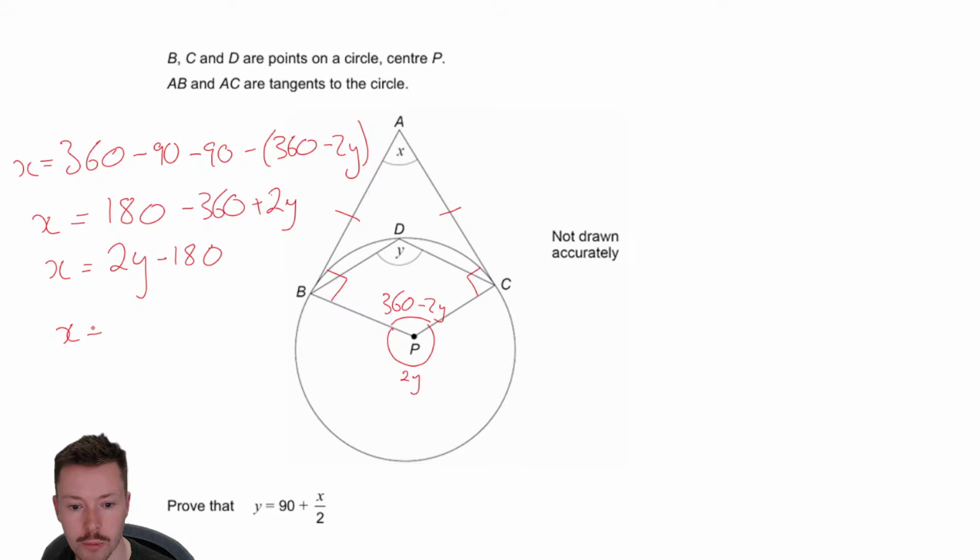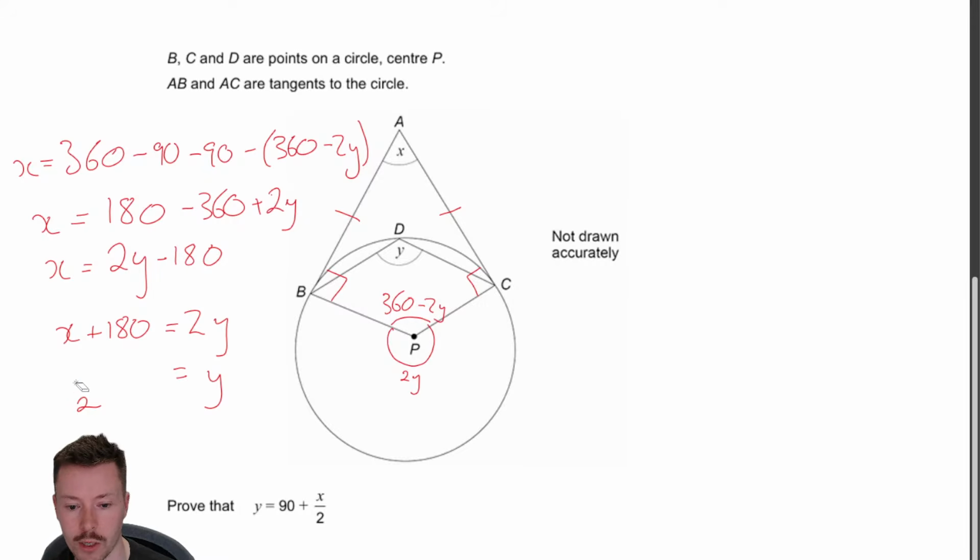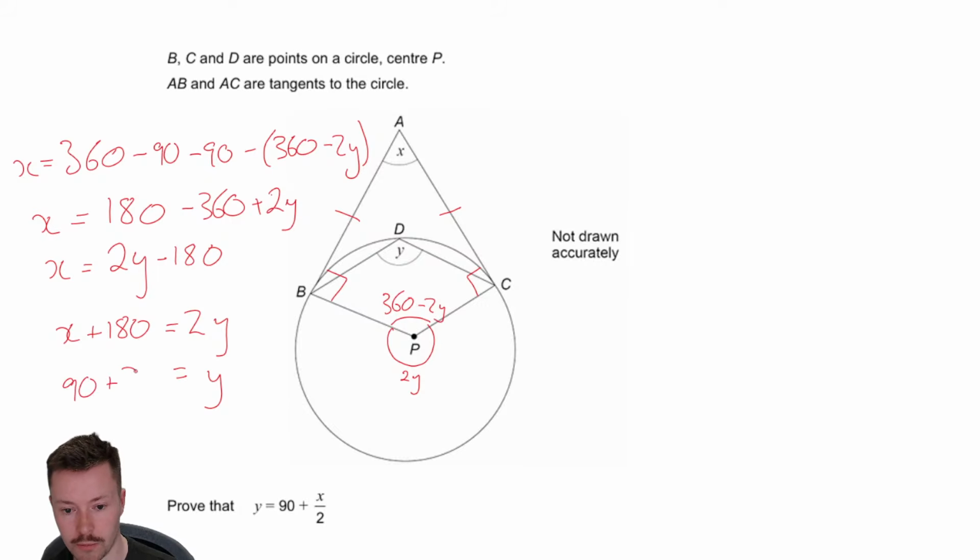So x plus 180 is equal to 2y. Divide everything by 2. y is equal to x over 2 plus 90. Or we could write that the other way around, just to make it all the same as what we need: 90 plus x over 2. Okay, so that's quite nice. And it wasn't as tricky as I thought it might have been.